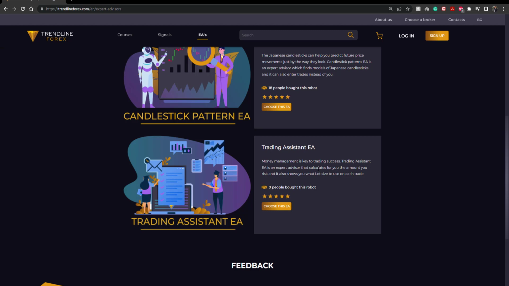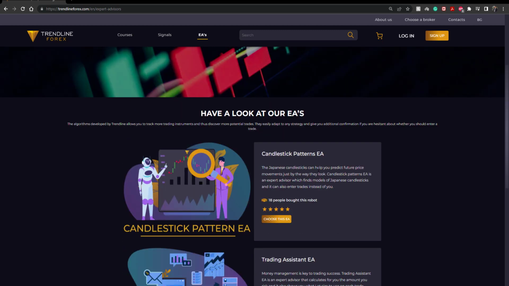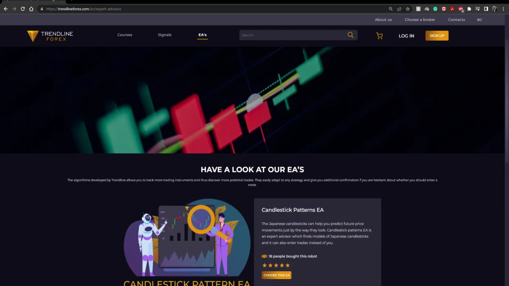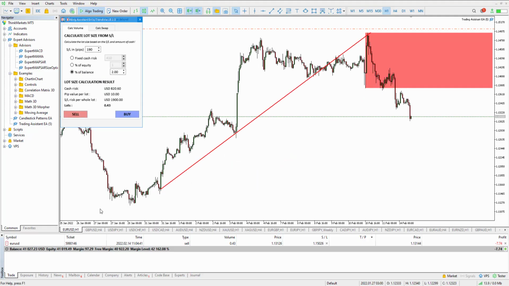So very helpful. As you can see, calculating the lot size properly for each one of your trades is crucial for successful trading. You can't enter each one of your trades with the same lot size because this is a different risk every single time.